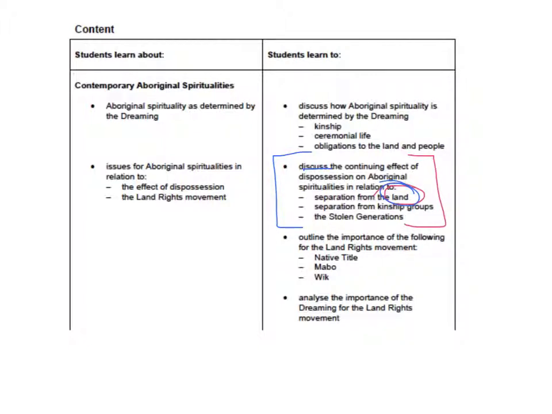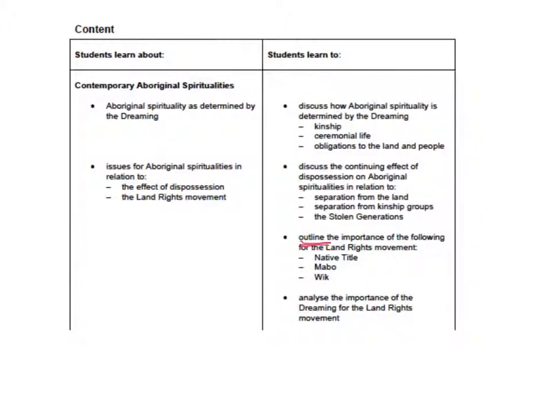Australian Aboriginal spirituality, okay? So I think you're already probably starting to see this pattern about how Year 11 is so important and Year 12 simply builds. It's like a building block. You've set the foundation and then you move from that. You'll also be required to outline, so not so much discuss or give detail, but outline the importance of the land rights movement in relation to native title and Mabo and Wik, and we're going to have a look at what those are. And then the last one, okay, you have an understanding of what the Dreaming is.